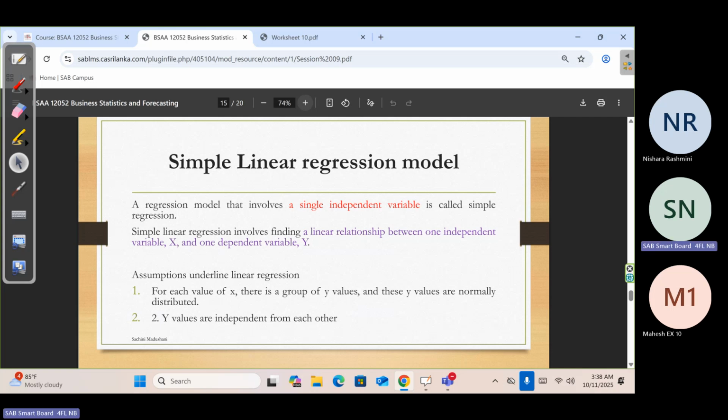Okay, then we take the price and quantity demanded. Based on the data set, we assume that we construct a regression model. If we know the price of the particular product, okay, substitute the price, then we can find out the quantity demanded of the corresponding price.